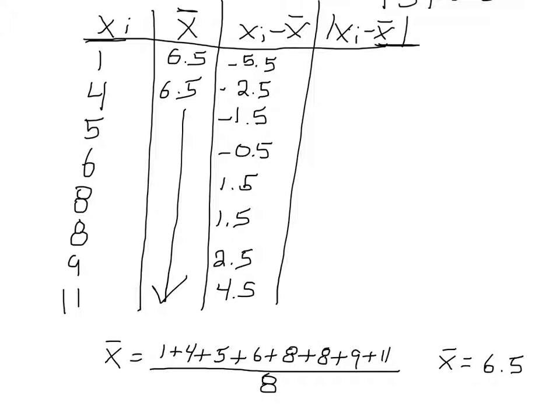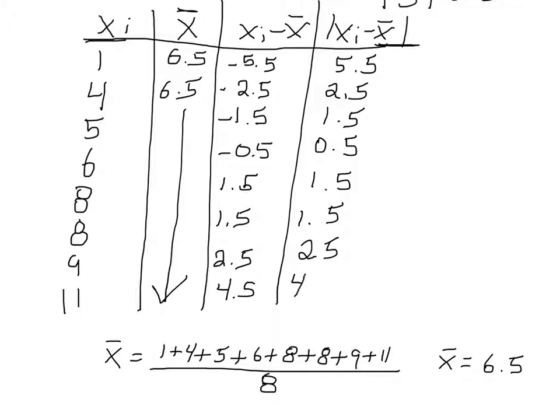What is 5 minus 6.5? Negative 1.5. Now, the only difference between this column and this column is that anything that's negative here is just going to be written as a positive. So you can transfer your stuff over. So I have 5.5, 2.5, 1.5, 0.5, 1.5, 1.5, 2.5, and 4.5.